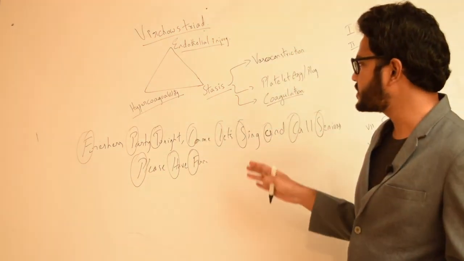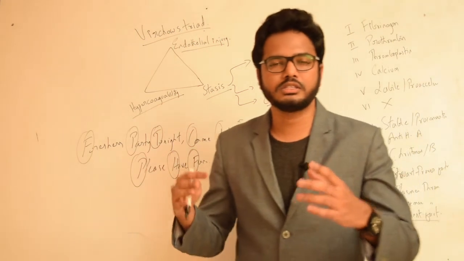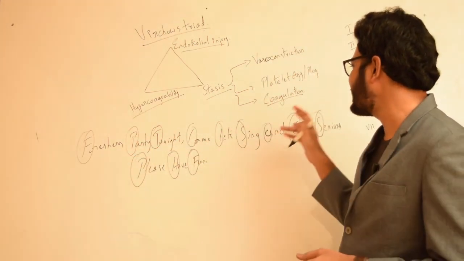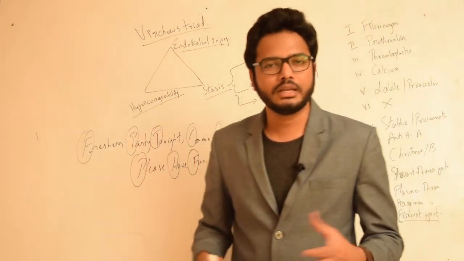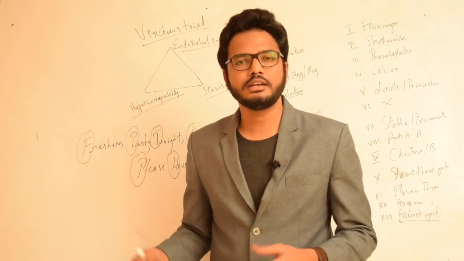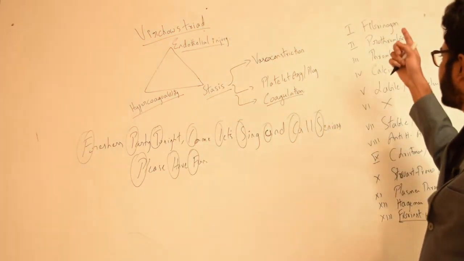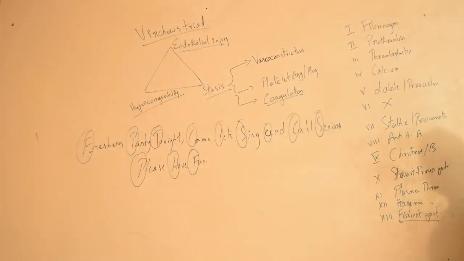Before that, we mentioned a mnemonic to remember the various clotting factors: Freshers party tonight, come let's sing and call seniors, please have fun. The starting letter of each word represents one clotting factor, as you have seen. Hope it's clear.